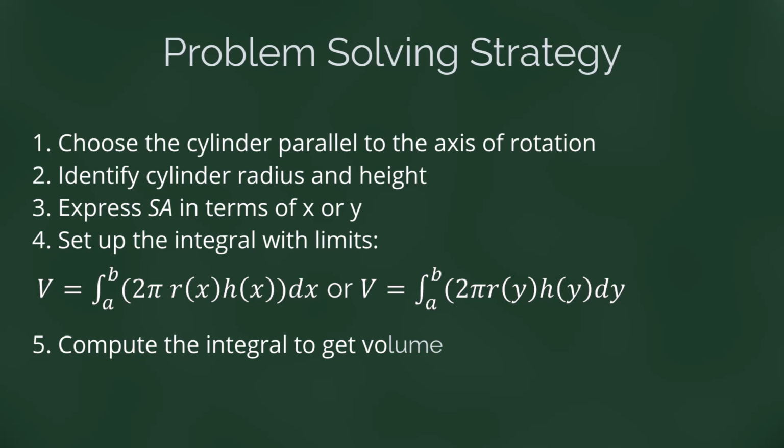We can establish a problem-solving strategy similar to the one we had for our slicing methods. We're going to choose our cylinder parallel to our axis of rotation. We're going to identify the cylinder's radius and height, generally by drawing a representative cylinder. We're going to express the surface area of that cylinder in terms of either x or y. We'll set up our integral with limits, and then we'll compute the integral to finally get the volume.